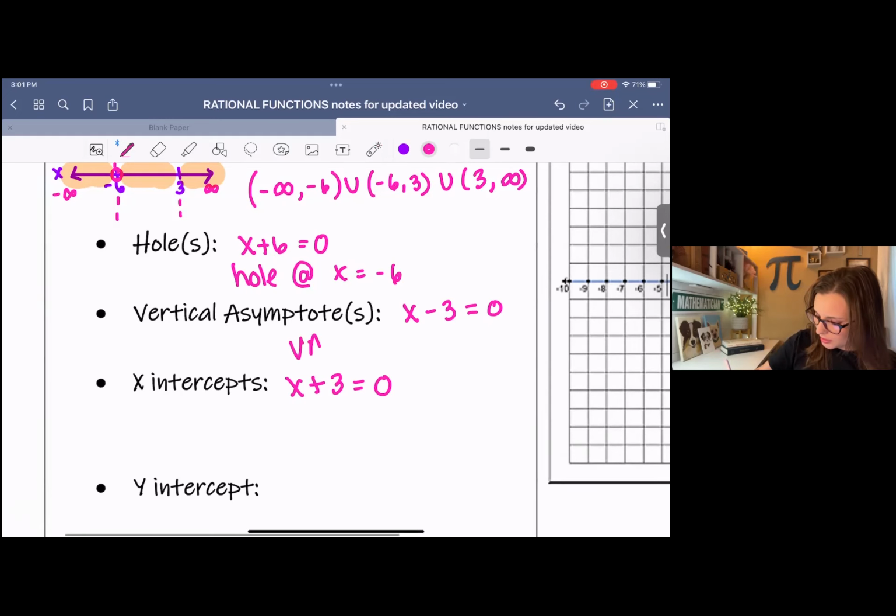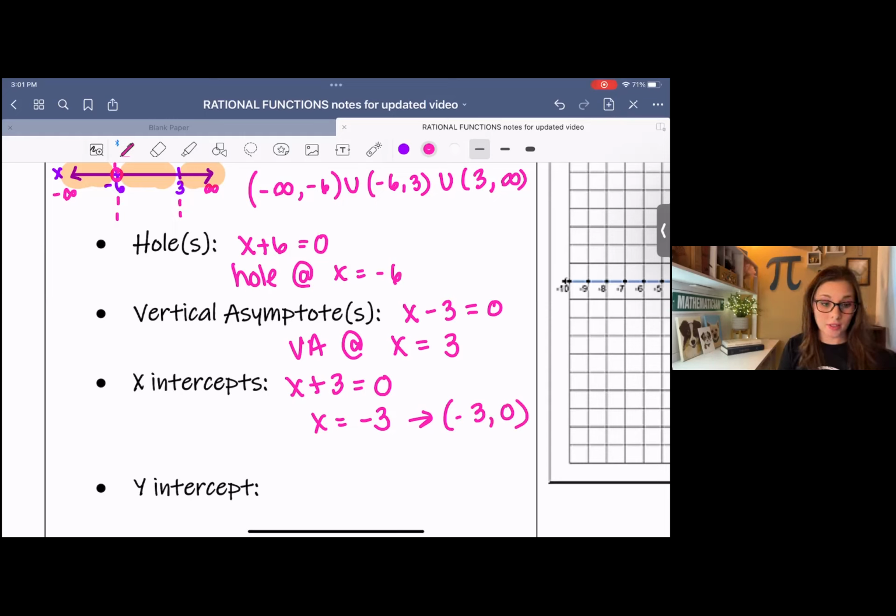I have a vertical asymptote at x equals 3. And then I have an x-intercept at -3, that's a point. And I've done everything I need for x. That's all I have to do with x. So I can go to the graph now and I can go ahead and put these pieces on the graph.